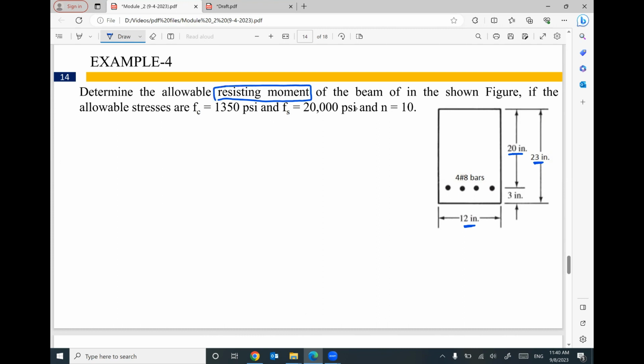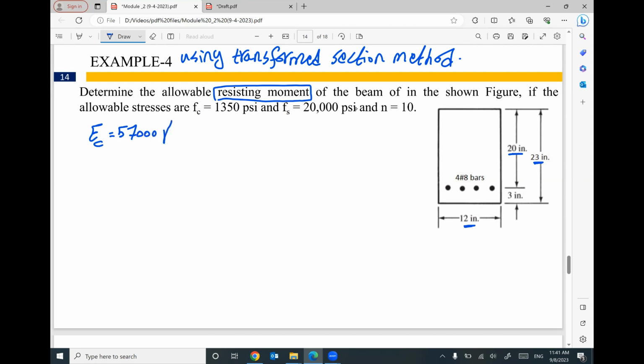All of this information will be given using the transformed section method. So we need some calculations at the beginning. First of all, what is the value of E concrete, Young's modulus of concrete? Equal 57 square root F prime C. F prime C should be given. This value is not F prime C, this value is FC. So F prime C is given, 4,000 PSI.